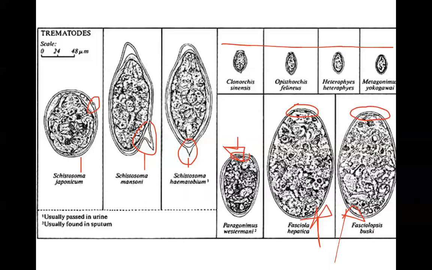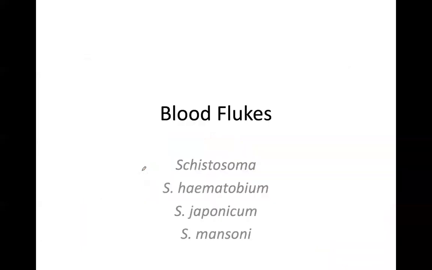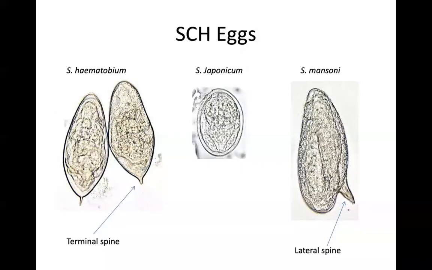And Paragonimus, since it is found in the lungs, you can find it in sputum, while others you can find in urine, and others you can find in feces, right? So if you remember hepatica and buski and other intestinal ones, the eggs are found in feces. Paragonimus will be in sputum because it comes from the lungs, and hematobium will be in urine, the others will be in feces. Okay, great. So here we are. These are some of the images you could see. The terminal spine, lateral spine, and the lateral knob for hematobium, japonicum, and mansoni.